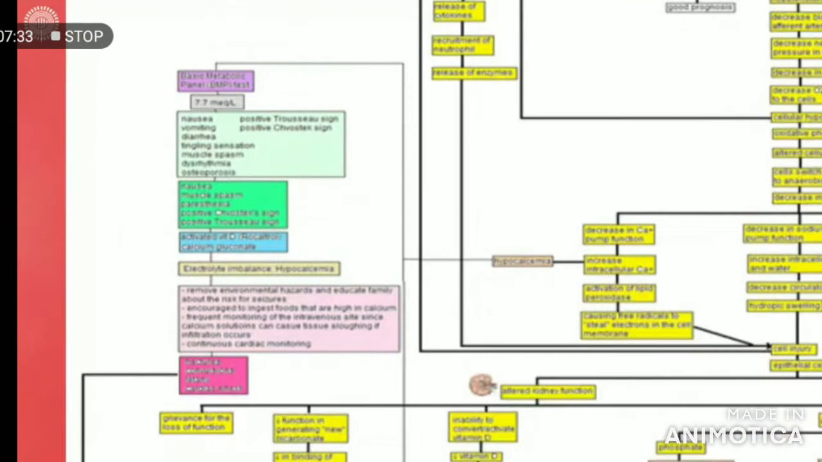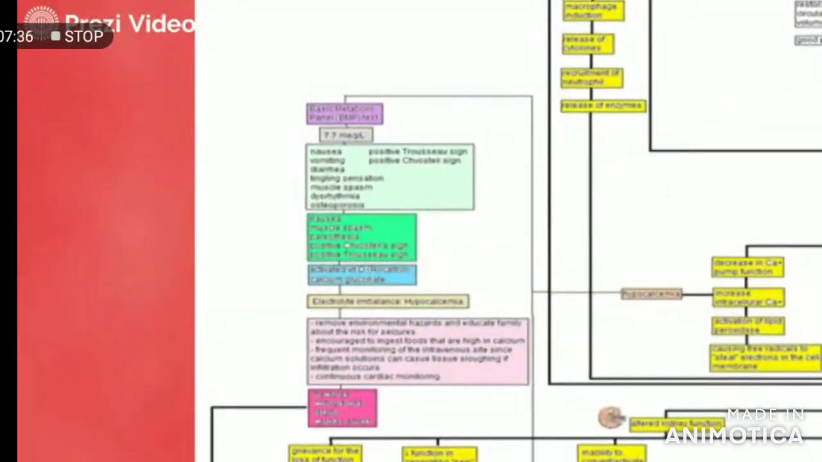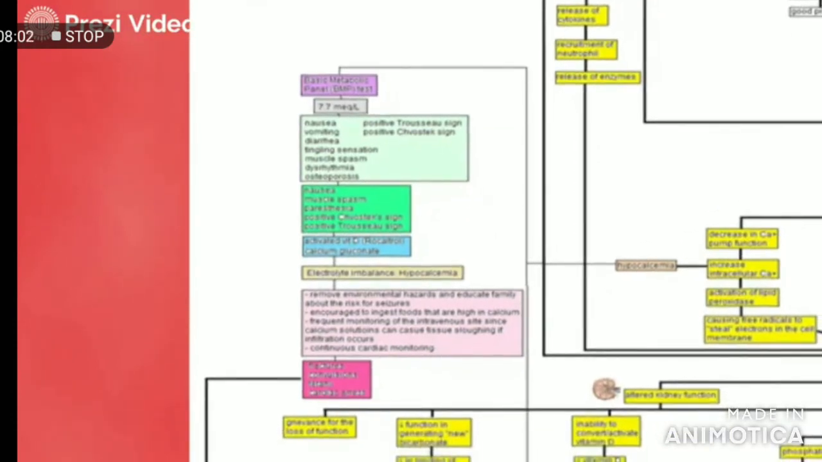So for hypocalcemia, the diagnostic test used was a basic metabolic panel, and the result was 7.7 milliequivalents per liter. The ideal signs and symptoms would be nausea, vomiting, diarrhea, tingling sensation, muscle spasm, dysrhythmia, osteoporosis, positive Trousseau sign, and positive Chvostek sign. My patient experienced nausea, muscle spasm, paresthesia, positive Chvostek sign, and positive Trousseau sign. The medical management would be activated vitamin D or calcitriol and calcium gluconate.